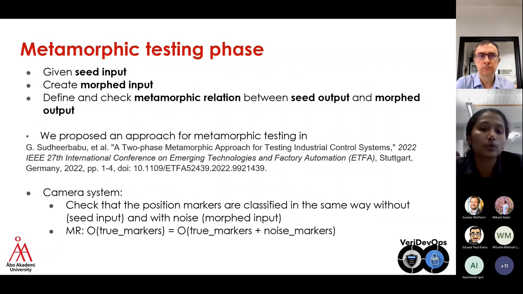We have a seed input which has only the true markers, the scenario where the camera is only sending three markers as input, and it is a successful execution trace. In the next morphing transformation, we add noise to the input and test the system for these coordinates where we have the true markers and the noise. We compare the output of these two executions. The expected behavioral property of the system is that it should be able to identify the true markers with or without the presence of noise. The details of the metamorphic testing approach are published in a conference paper, and I invite you to visit the paper for more details.